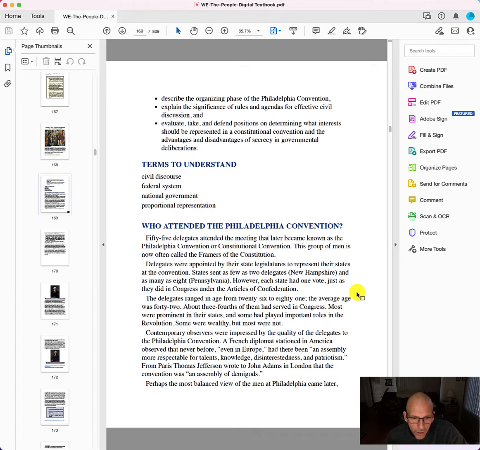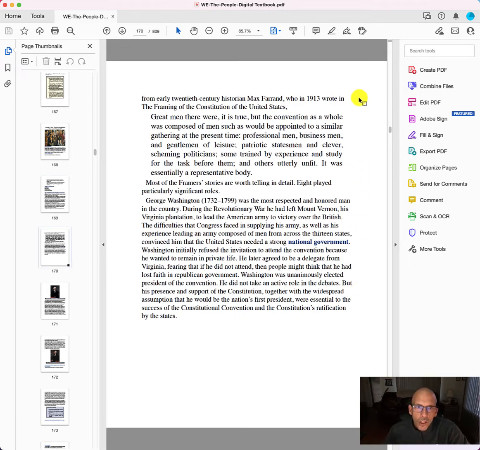Perhaps the most balanced view of the men at Philadelphia came later, from early 20th century historian Max Farrand, who in 1913 wrote, "In the framing of the Constitution of the United States, great men there were, it is true, but the convention as a whole was composed of men such as would be appointed to a similar gathering at the present time: professional men, businessmen, and gentlemen of leisure, patriotic statesmen, and clever, scheming politicians, some trained by experience and study for the task before them, and others utterly unfit. It was essentially a representative body."